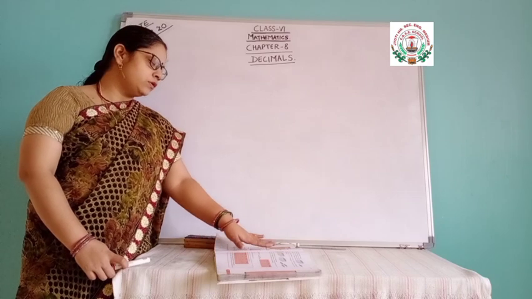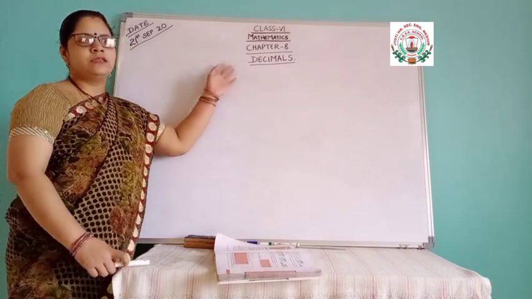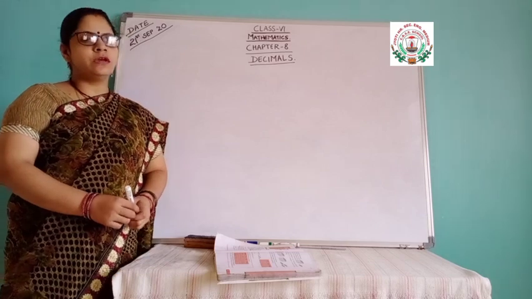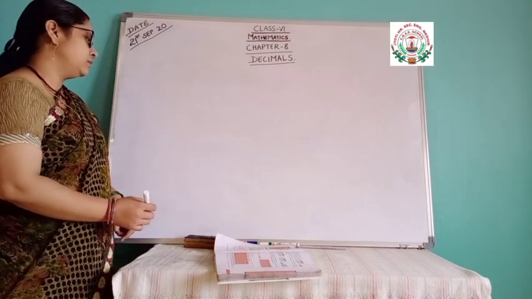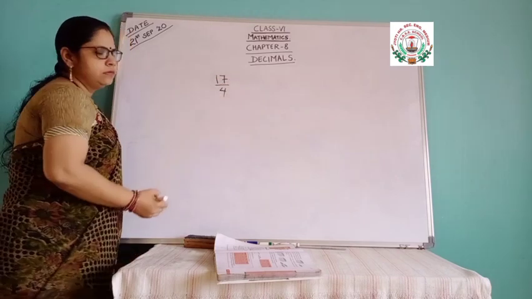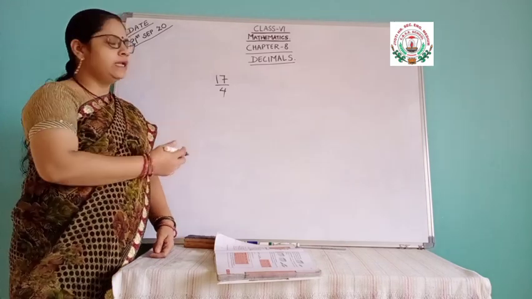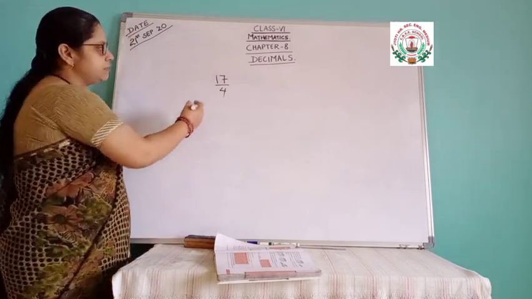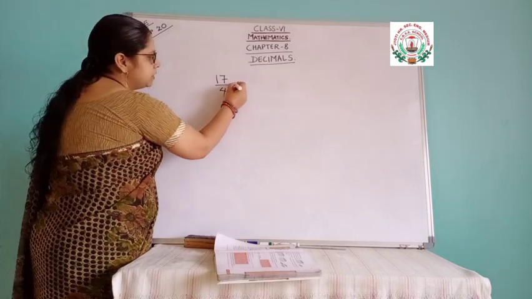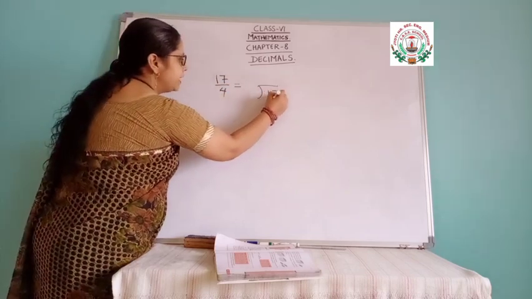Now first of all you have to see and understand what decimals are. Chapter 8, decimals. Now what is a decimal? In the previous class also you studied what decimals are. Like the fraction 17 by 4: only when you convert fractions are you getting the decimal. How will you get a decimal? That is how this fraction can be converted to a decimal number. This 17 by 4 means 17 divided by 4.